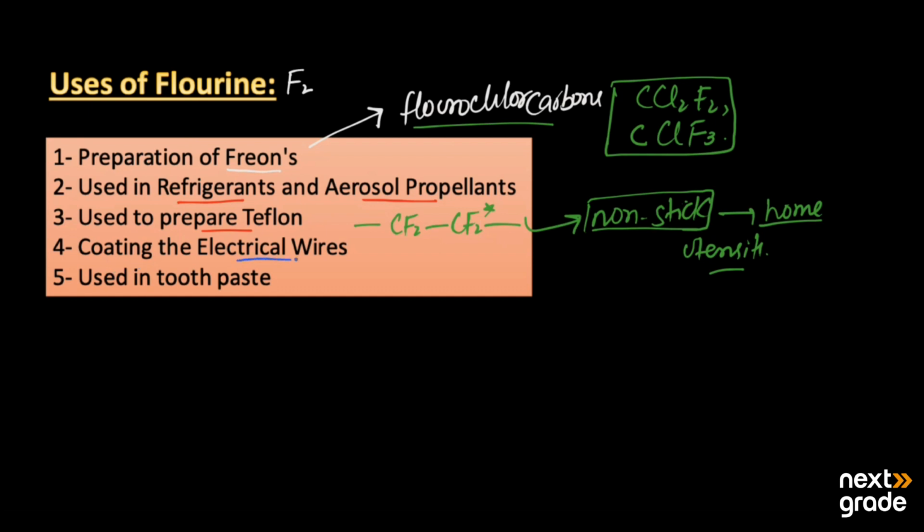After this, the fourth use of fluorine is in the coating of electrical wires. Now what is meant by the coating of electrical wires? The coating is basically helpful for protecting people from the passage of electricity, and in turn it is safe to use.